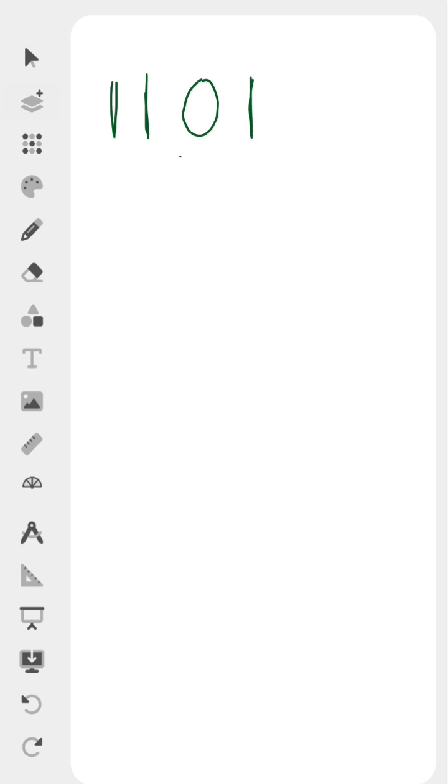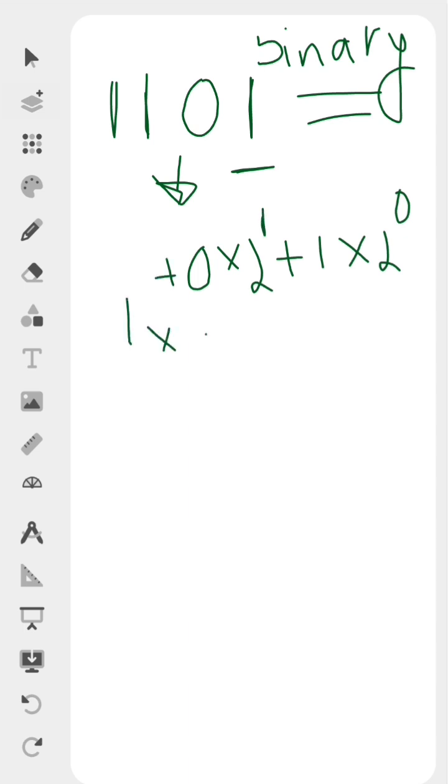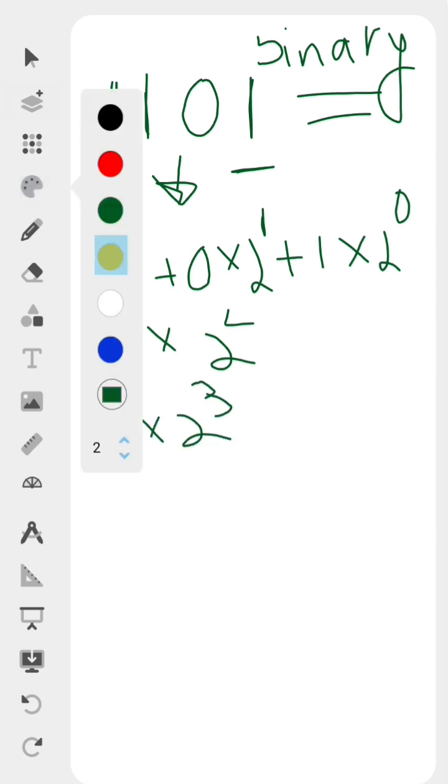This 1101 can be represented in base 2 because it is a binary number. So if it is a binary number, it is 1 into 2 to the power 0 plus 0 into 2 to the power 1 plus 1 into 2 to the power 2 and then 1 into 2 to the power 3. I can write this number like this.